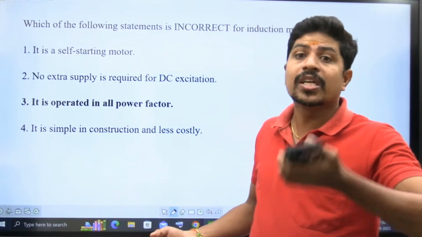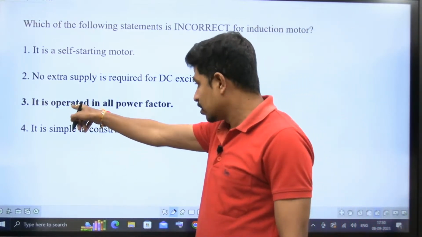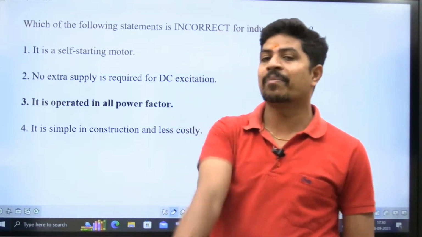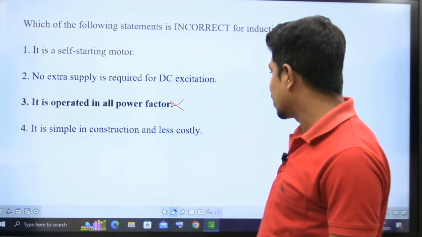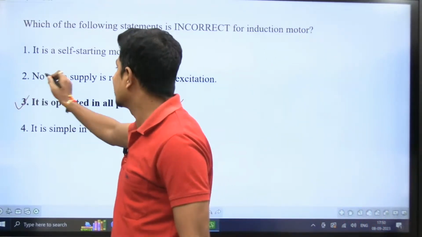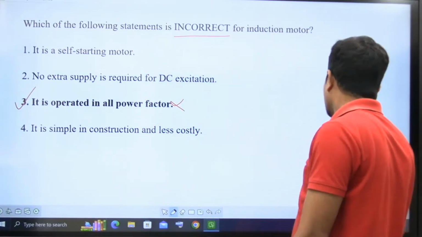But if you go for a synchronous motor, it requires separate DC excitation. Now the last third one, it is operated at all power factors. No, it always operates at lagging power factor. This statement is wrong. It is simple in construction and less costly. This is also correct. My answer is the third one. Why? Because he's asking which one is incorrect.